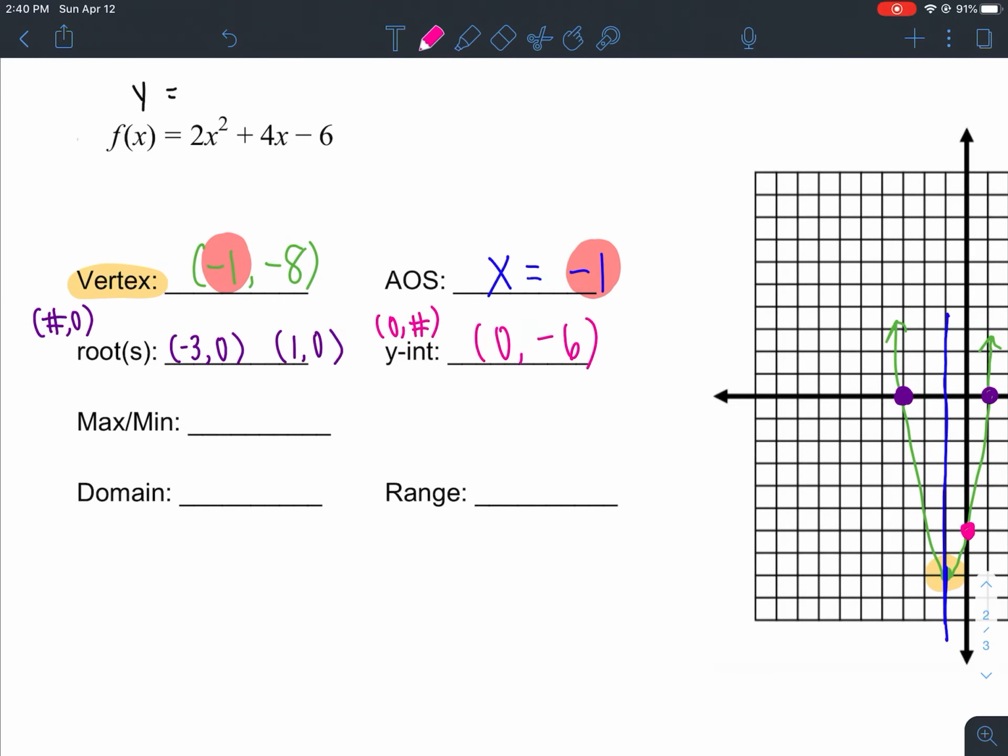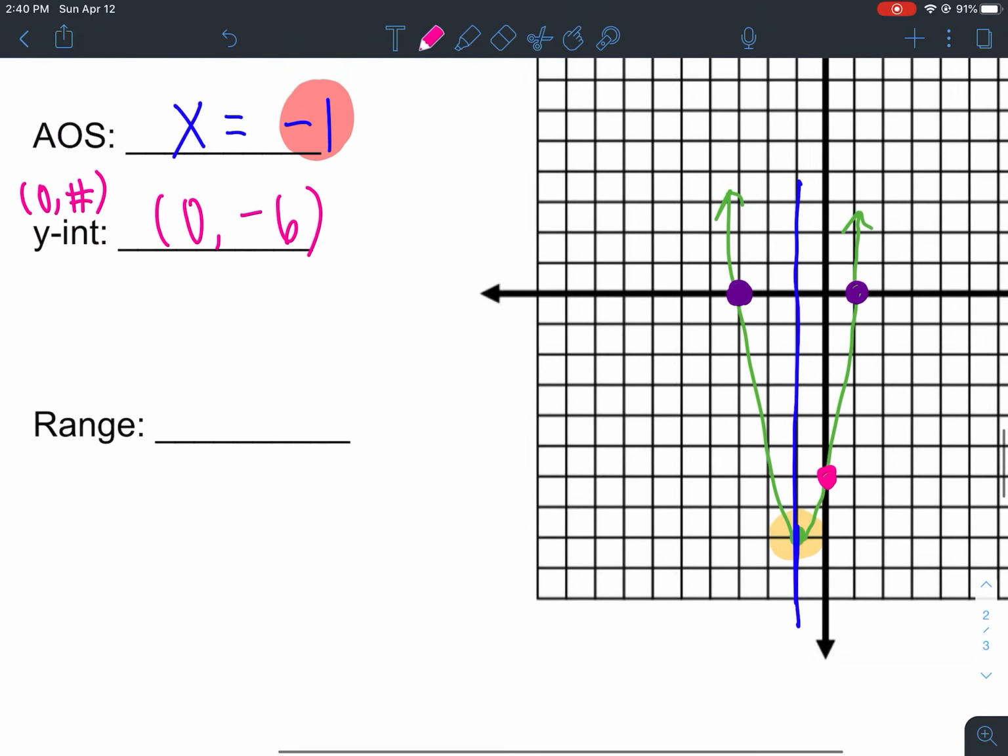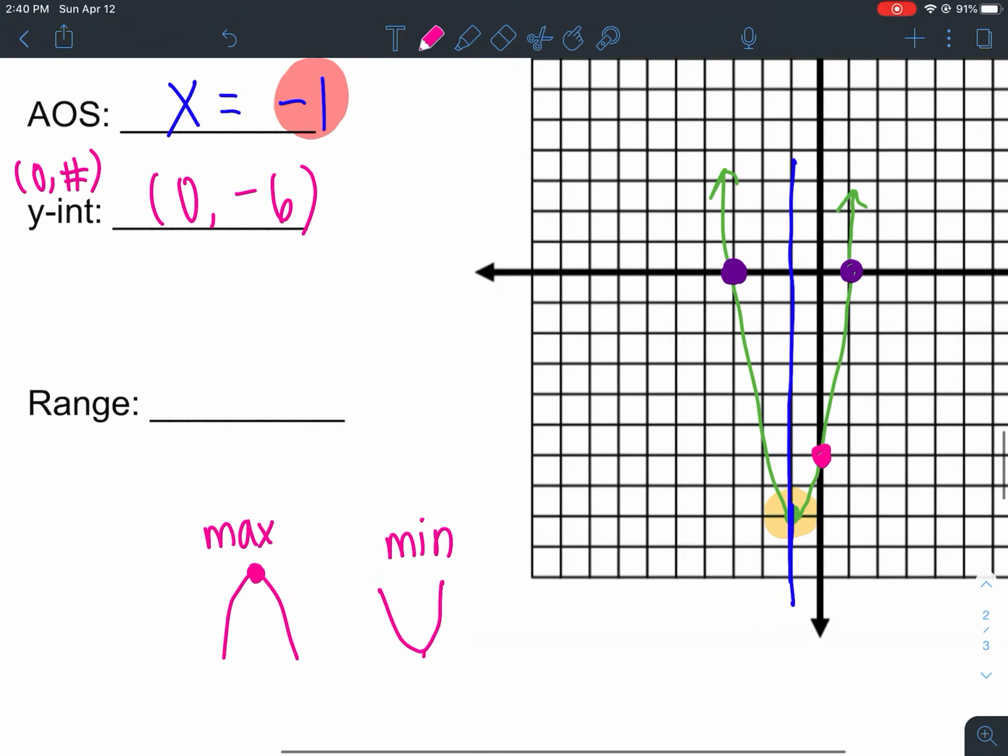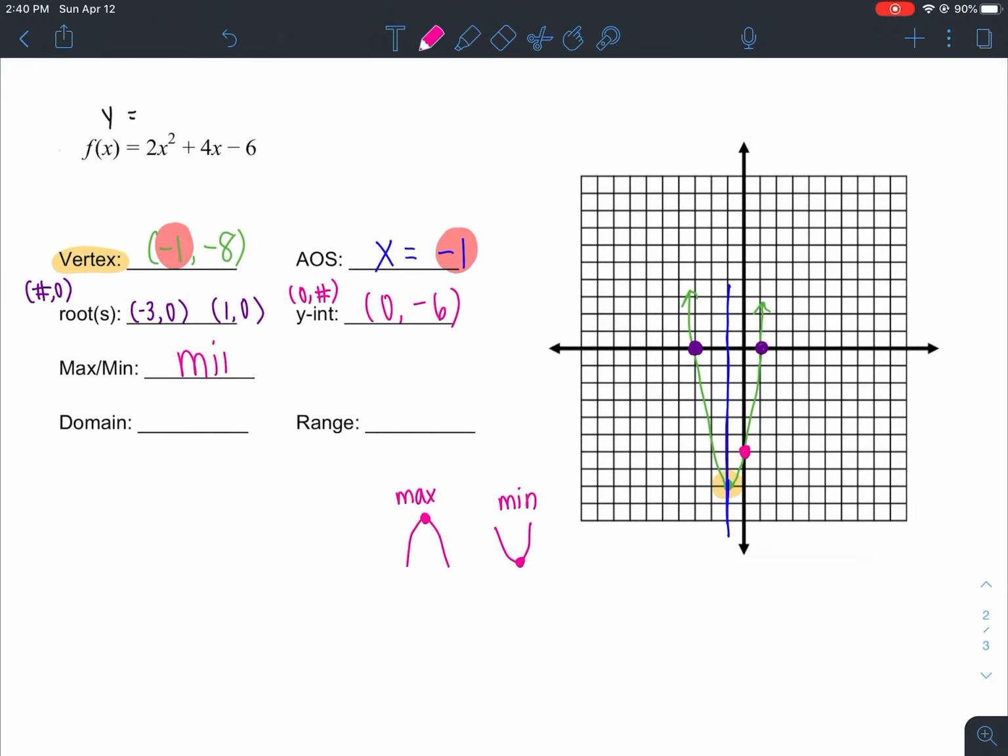Okay, next thing, is it a max or a min? Well, remember, max means that it looks like a hill, like this, means it has a max. And then a min means it's like a trench. So a max means it has a maximum point, and a minimum means it has a minimum point. So in this case, we have a minimum graph.